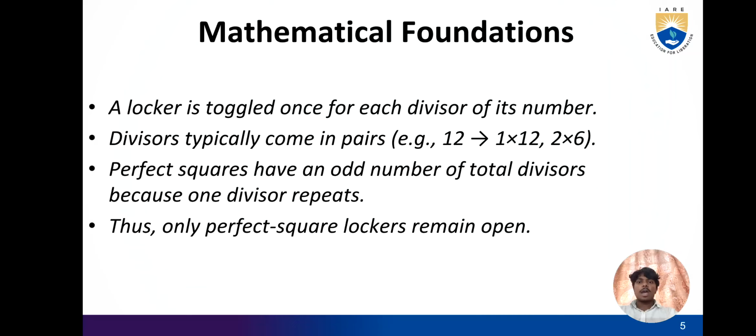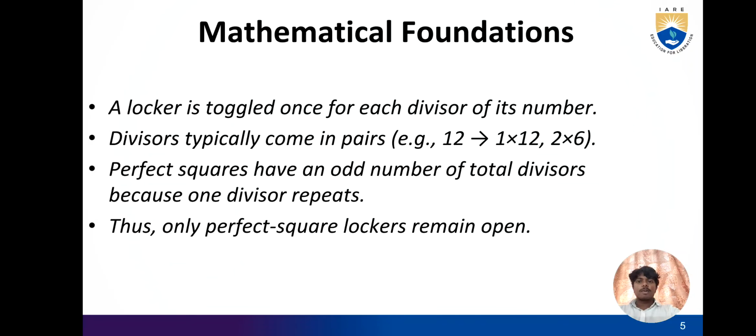The numbers have factors that come in pairs. For example, 12 has 1 and 12, 2 and 6, and 3 and 4. Each pair toggles the locker twice, resulting in a net change of 0, which is closed. Perfect squares like 16 have one factor that is repeated: 4 times 4. The factor 4 only counts once, so the total number of factors is odd: 1, 2, 4, 8, 16, leading to an odd number of toggles and leaving the locker open.